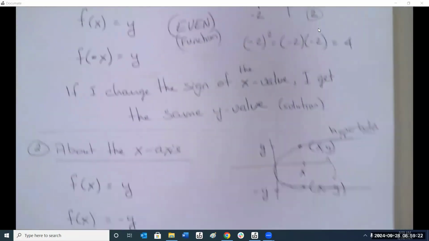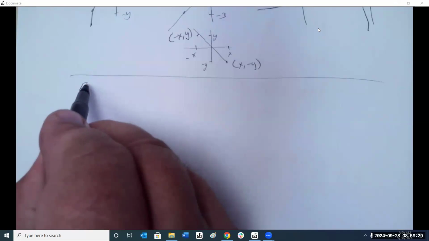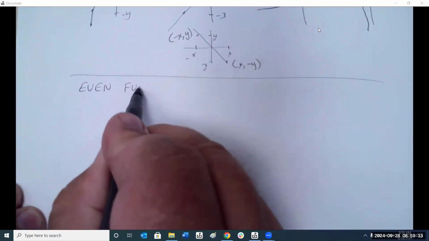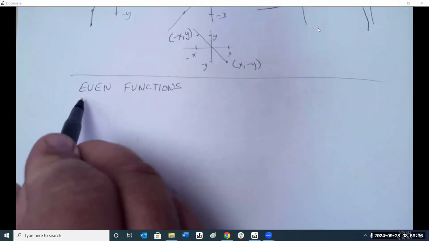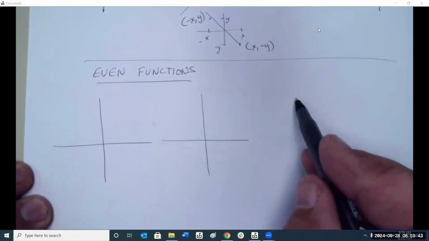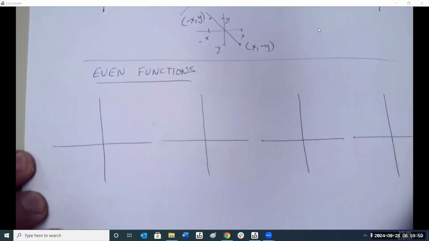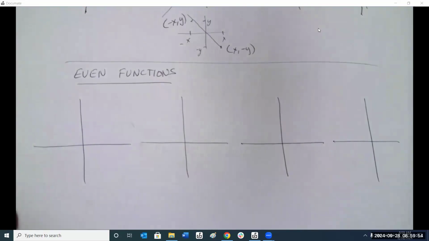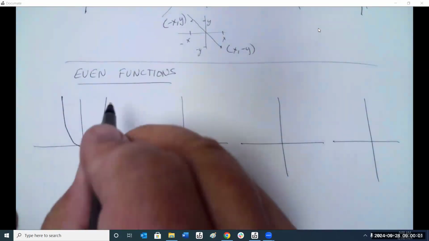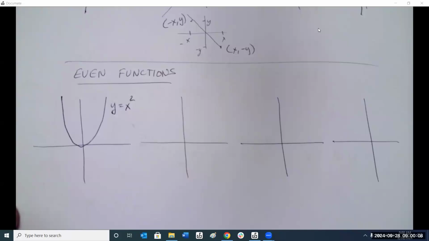Let's go back to the other side. Let's look at all the even functions. So what's the first one that we know? Yeah. The parabola. What's that function? Yep. What's another one? That's symmetric about the y-axis.